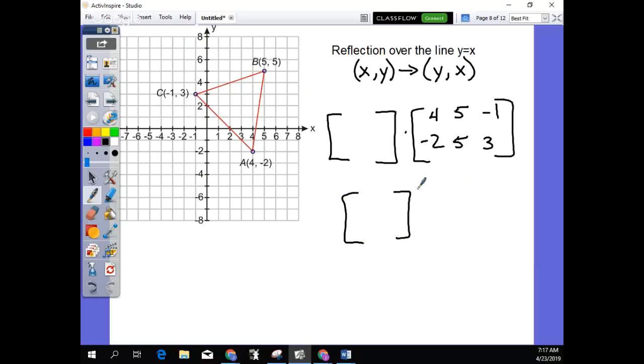And here's the matrix that I'm going to make. I need the matrix to look like this because it needs to have an x and a y for every point. And again, I'm going to have 2 rows in my matrix. I'm going to have 3 columns in my matrix. And what I want this spot to be is the y coordinate.